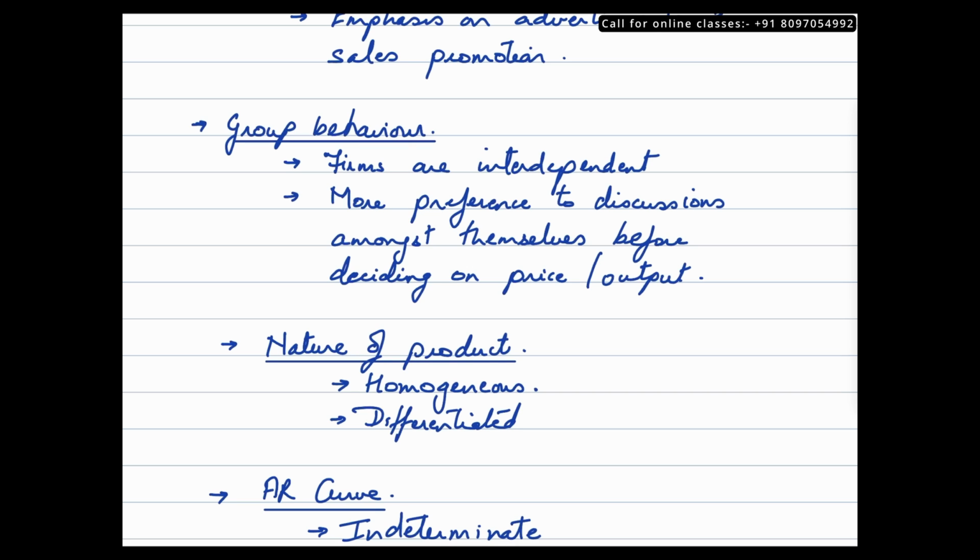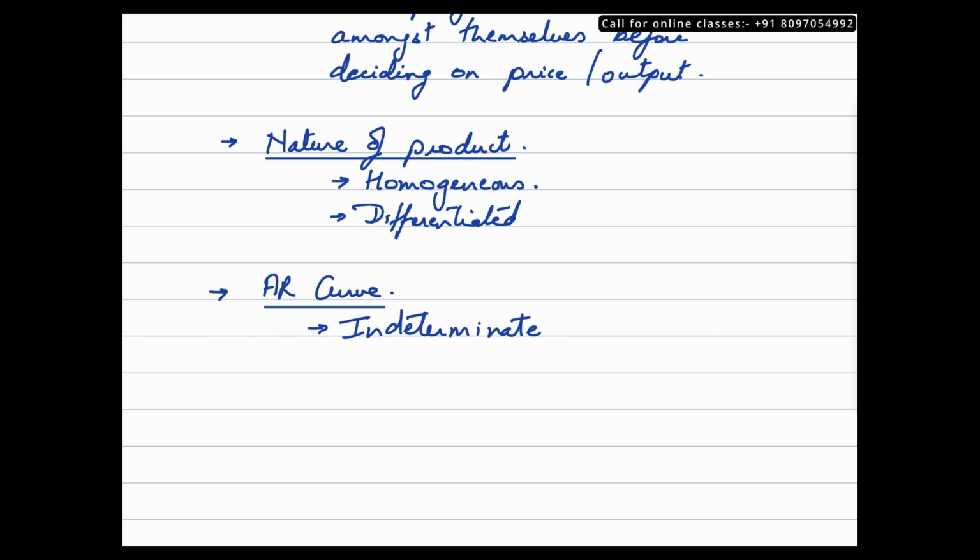The kind of products that you would see are both homogeneous and differentiated. So when we talk in terms of the examples of a homogeneous product, we could write down cement or steel. And in differentiated, let us say we could talk in terms of mobile phones or cars.